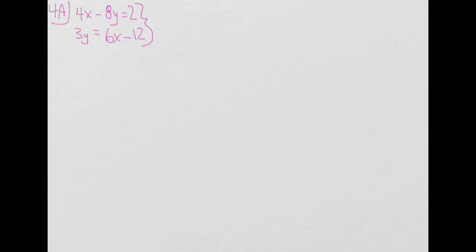Okay, problem 4a. We want to solve this system by graphing it. So we want to use our calculator for that. To do that, we need to take both of these equations and get them into slope-intercept form, which is y equals mx plus b. All that means is we need to take both of these equations and solve them for y.